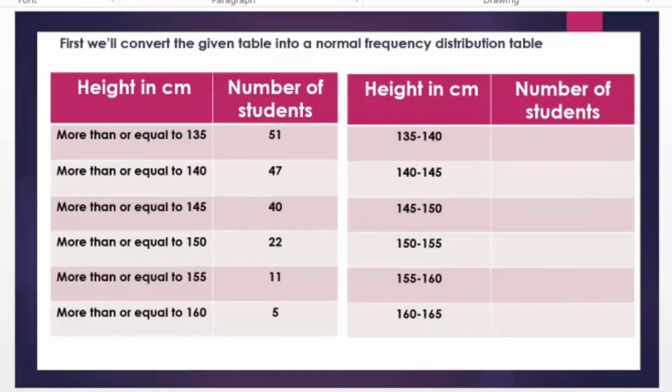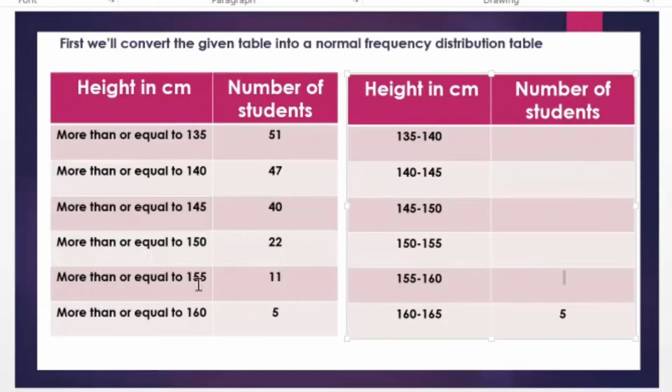Now comes how to write the number of students. Now, more than or equal to 135 is 51, meaning all the students taken together, the number is coming out to be 51. More than or equal to, so I'll start with the lowermost class interval. I take this, more than 160 is how much? 5. That means 160 to 165 is for sure 5. So I can write here 5. Then I go on to the next interval.